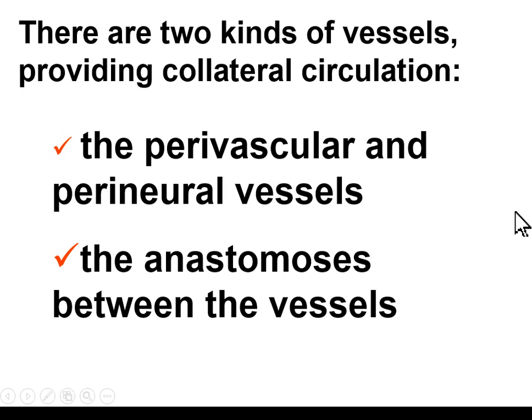There are two kinds of vessels providing collateral circulation. First, the perivascular and perineural vessels. Second, the anastomoses between the vessels.